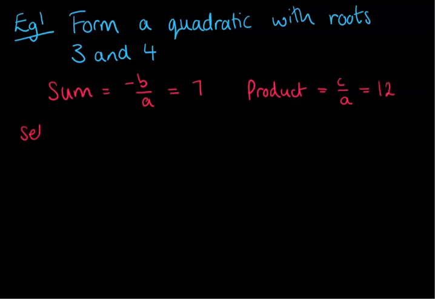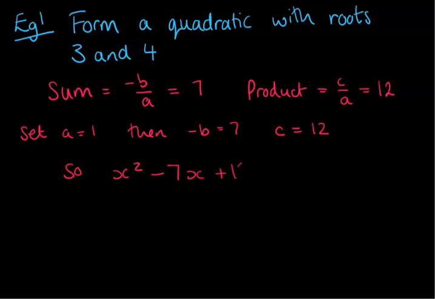Now, if we set a to a number, say if a was 1, then minus b will be 7, c will be equal to 12, so x squared, where the a was 1, b we take as minus 7, and then plus 12 equals 0. That will work. Now, of course, a being 1 was the easiest one to pick.